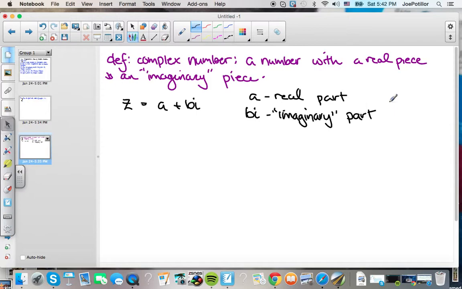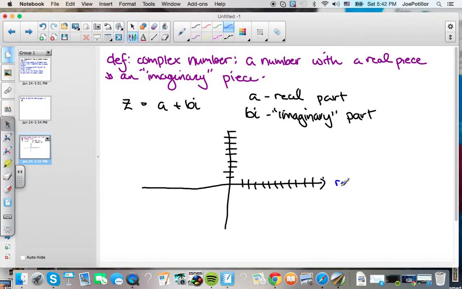And so, to graph on a complex plane, we need to have a plane to do this in, and so we do that like this. You have to deal with my horrible graph. And so our x-axis is the real axis, and the y-axis is the imaginary axis.